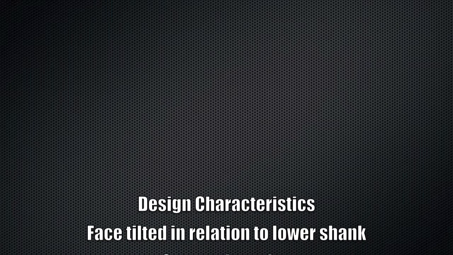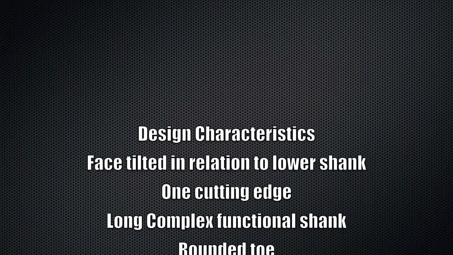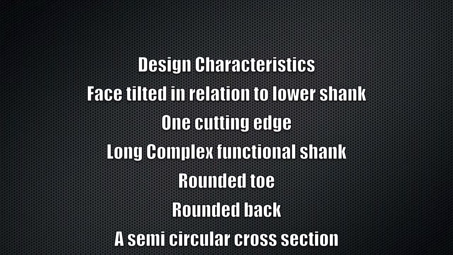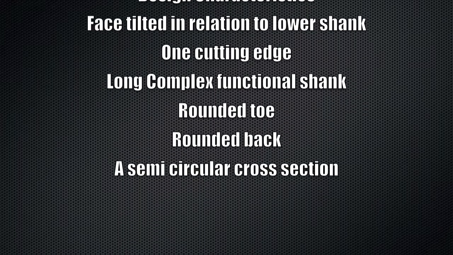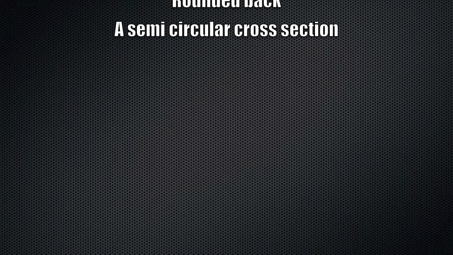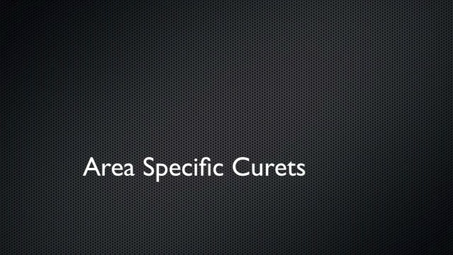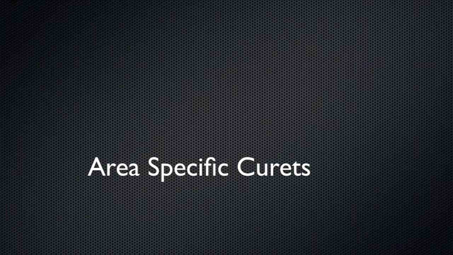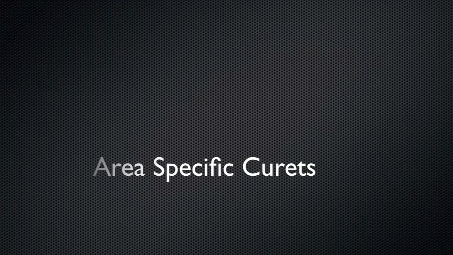Some of the design characteristics of these curets are a face tilted in relation to the lower shank, one cutting edge, a long complex functional shank, a rounded toe, a rounded back, and a semicircular cross-section. These curets are what would be considered area-specific curets, meaning that they are designed for use only on certain teeth and certain tooth surfaces.